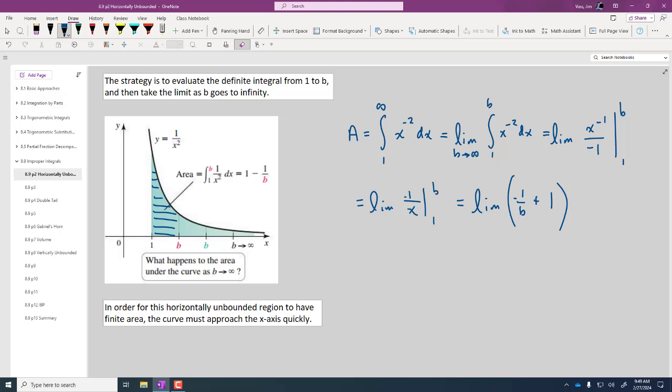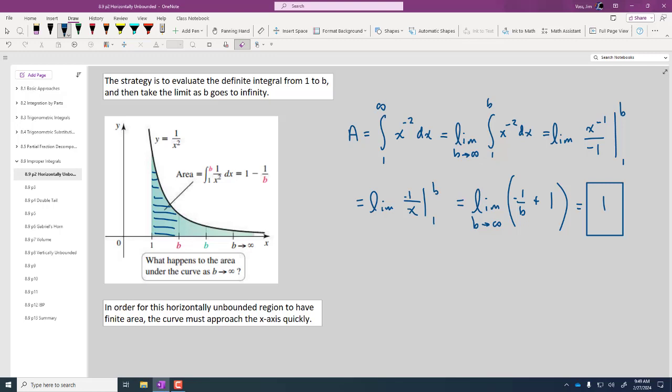So we're at the place where we evaluate the limit as b is going to infinity. And what is this limit as b goes to infinity? 1. So that tells us that this unbounded area, this area that has no bound, it just goes on forever and ever, that unbounded area is in fact finite. That area is 1 square unit. 1 square unit is the area beneath that curve. That's what we just figured out, that that's a finite area.